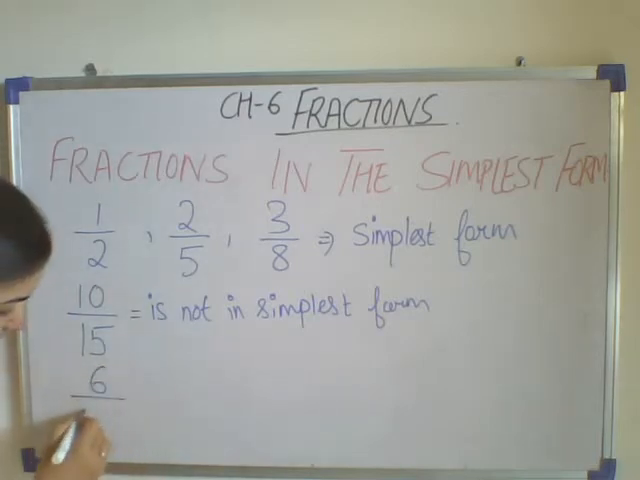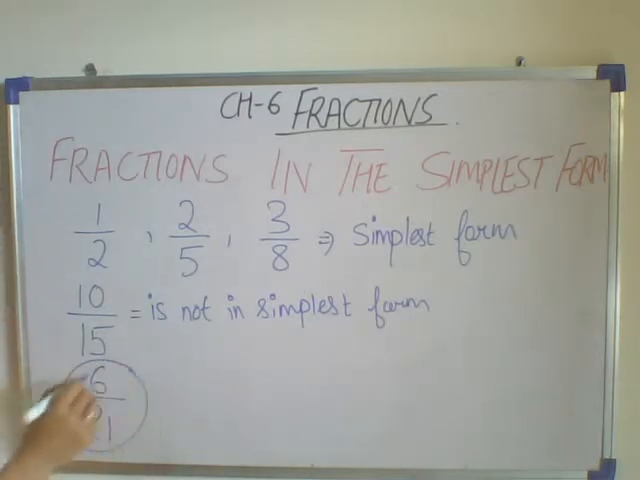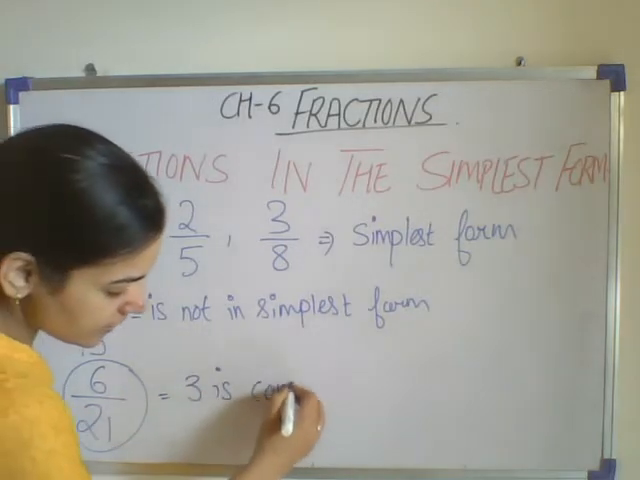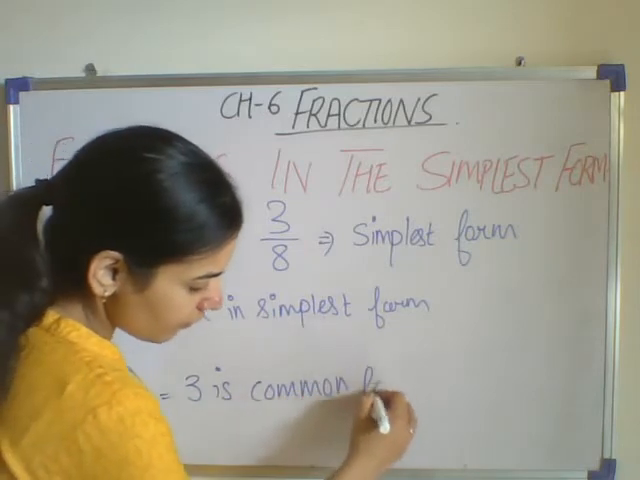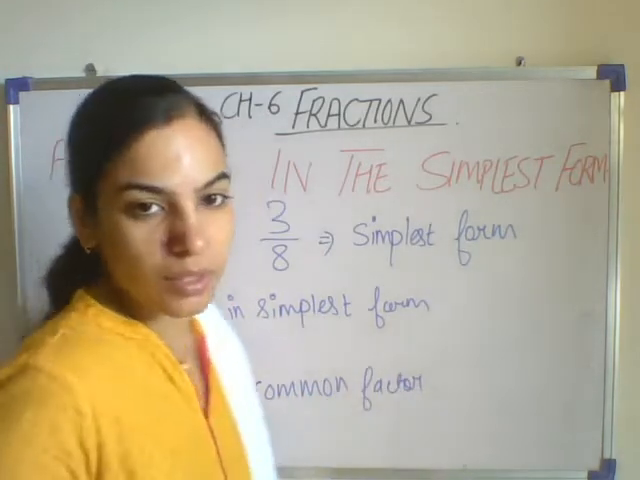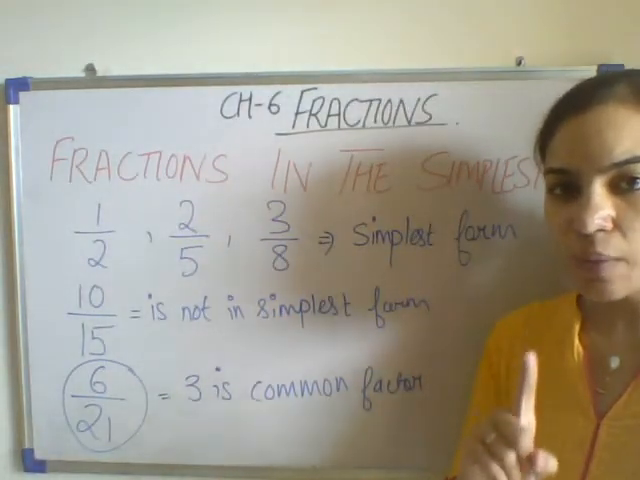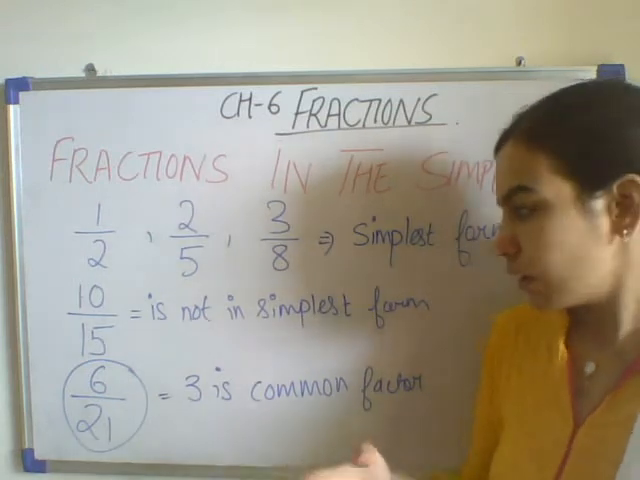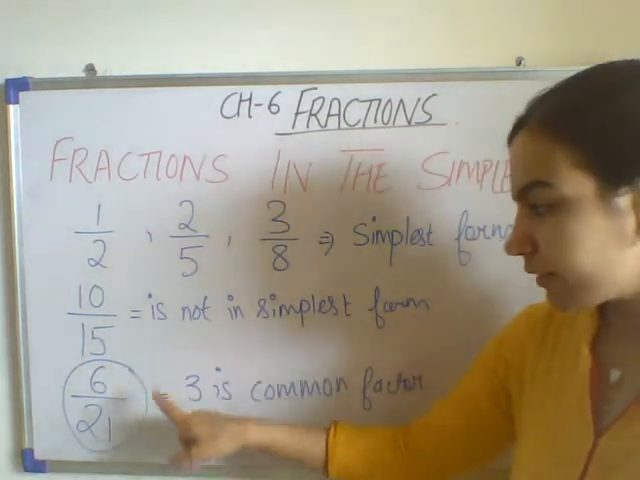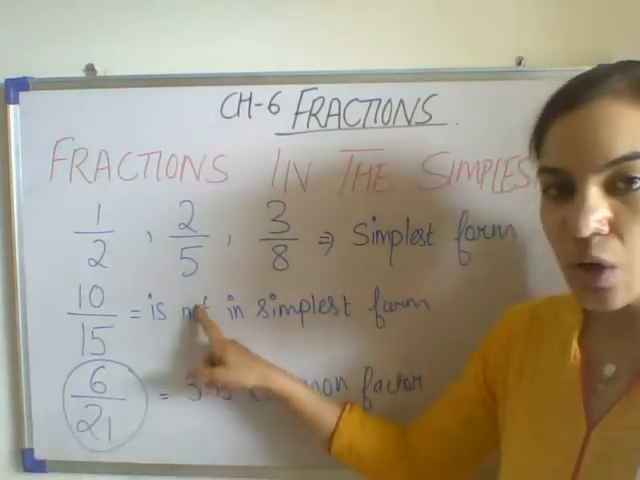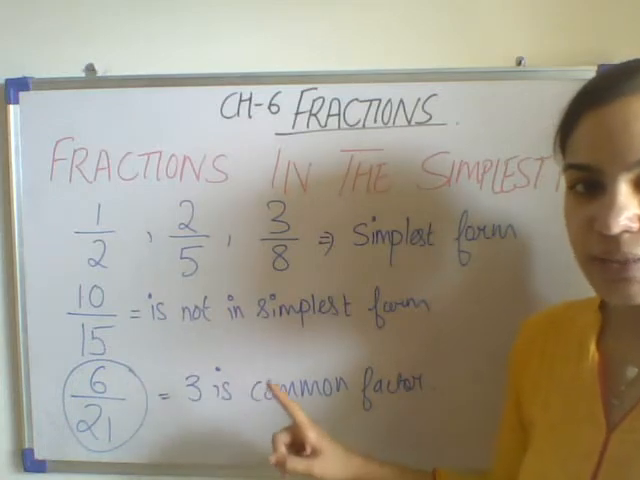Similarly, 6 by 21 is also not in the simplest form. Why? Because 3 is the common factor. A fraction is said to be in simplest form only if 1 is the only common factor. If there is a common factor other than 1, like here 5 and here 3, then the fraction is not said to be in the simplest form.